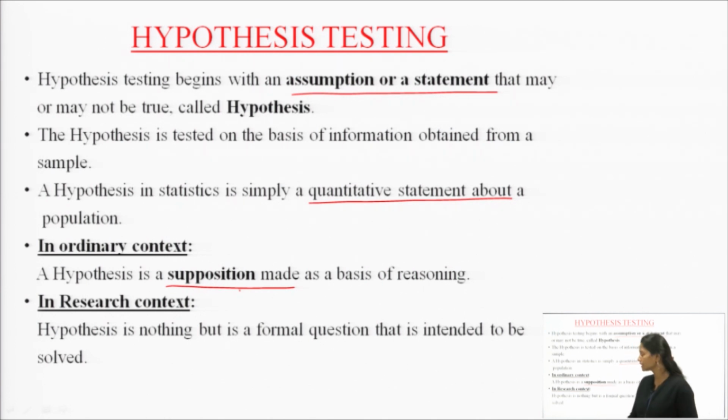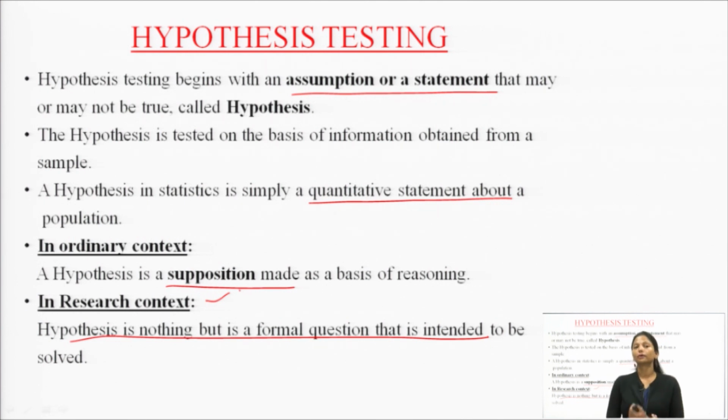Whereas, when we talk about research context, what is hypothesis? Hypothesis is nothing but a formal question that we intend to solve, that we intend to answer. Here, we are talking about research context because we are doing research. So, in this context, the hypothesis is nothing but a formal question I want to ask. If I want to ask a question, how I want to get the answer, how I am intending to solve that formal question, is the research context of hypothesis.